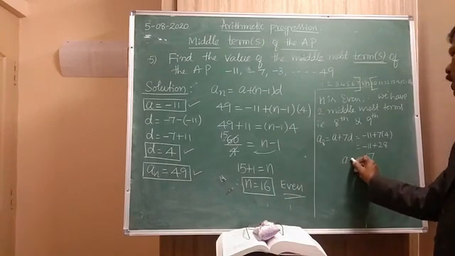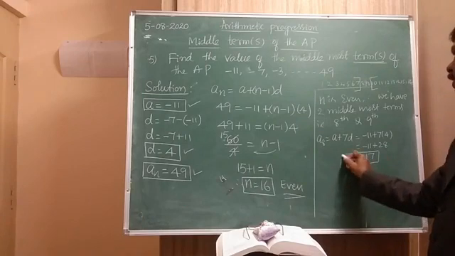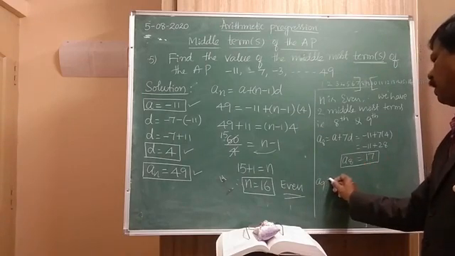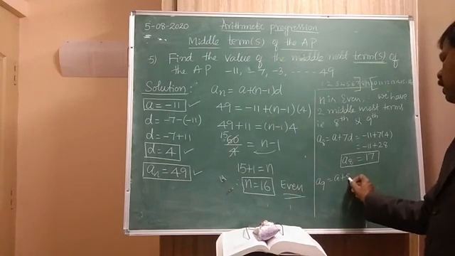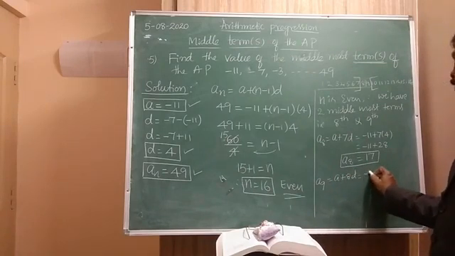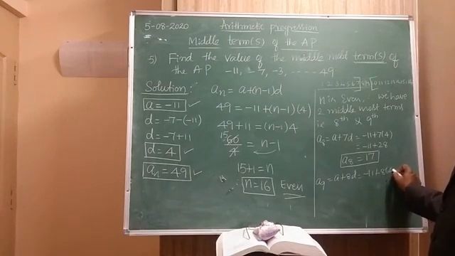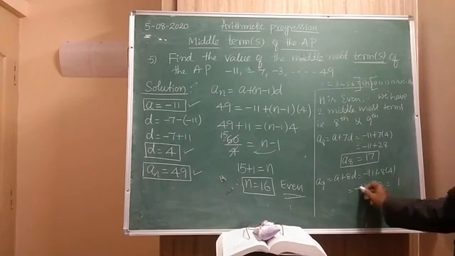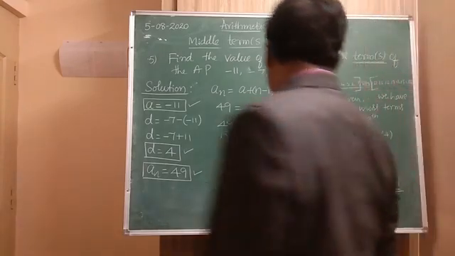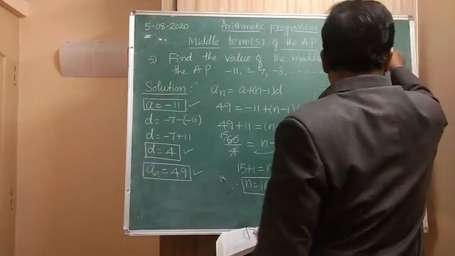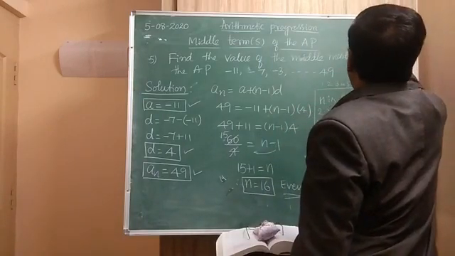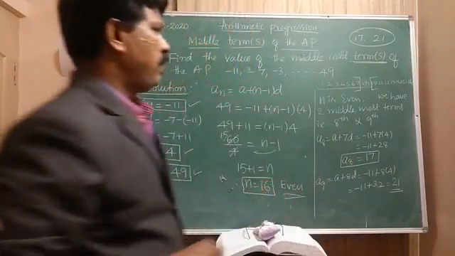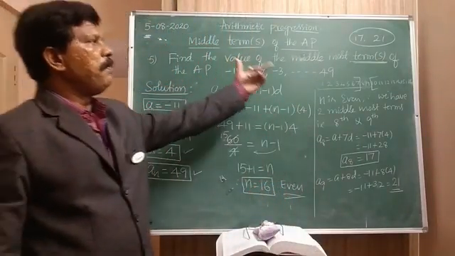So the 8th term is what? 17. And the 9th term, a9 is equal to a plus 8d, minus 11 plus 8 into 4. That is minus 11 plus 32. 9 minus 1 is 8. So the 9th term is 21. So the 8th term and 9th term, the middlemost terms, are 17 and 21. 17 and 21 are the middlemost terms.